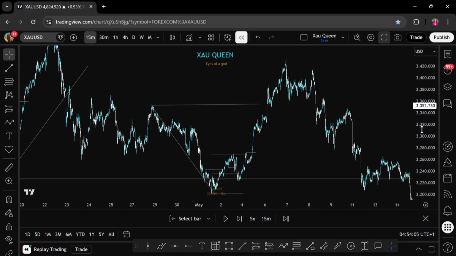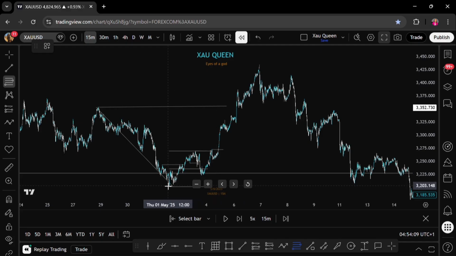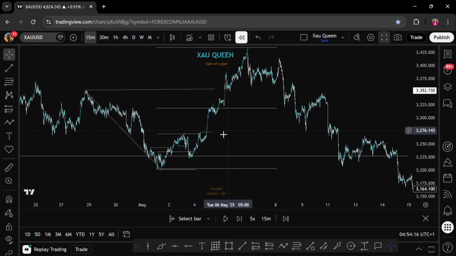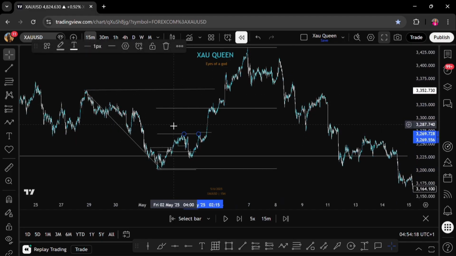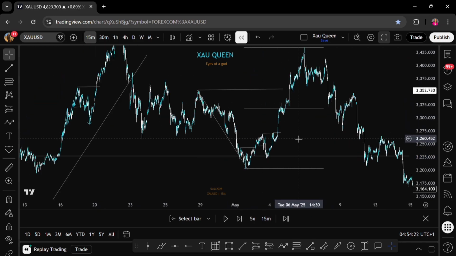What will we do? Next thing you can do is you will take your fib from here to here. And this is your discount zone. So you'll be expecting price to come to any POI in this discount zone for you to take the buy. But what did price do?